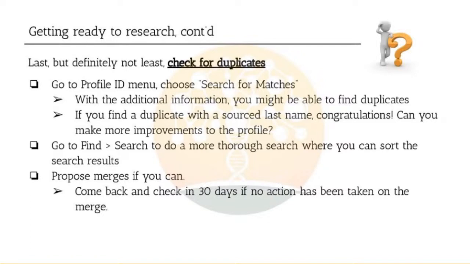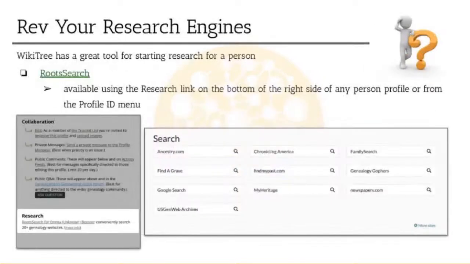So there's information here. You go to find and search. You can sort the search results. You can propose merges. You can make yourself a note to come back and check in 30 days to see that the merge gets completed. So these are good preliminary steps to take.